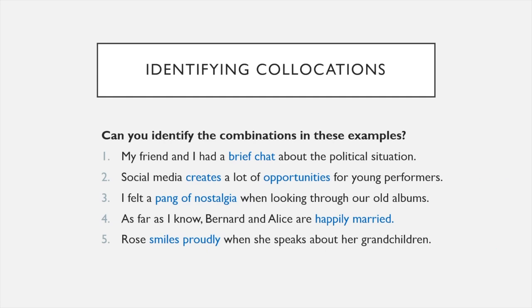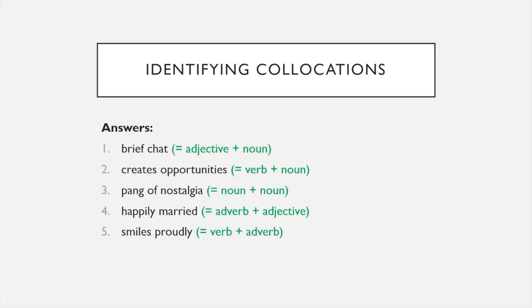Now it's your turn to try and identify the combinations in these examples. All of the collocation combinations are highlighted in blue. Pause the video and press play when you are ready to continue. Take a moment to check your answers. Okay, so how many of them did you get right?